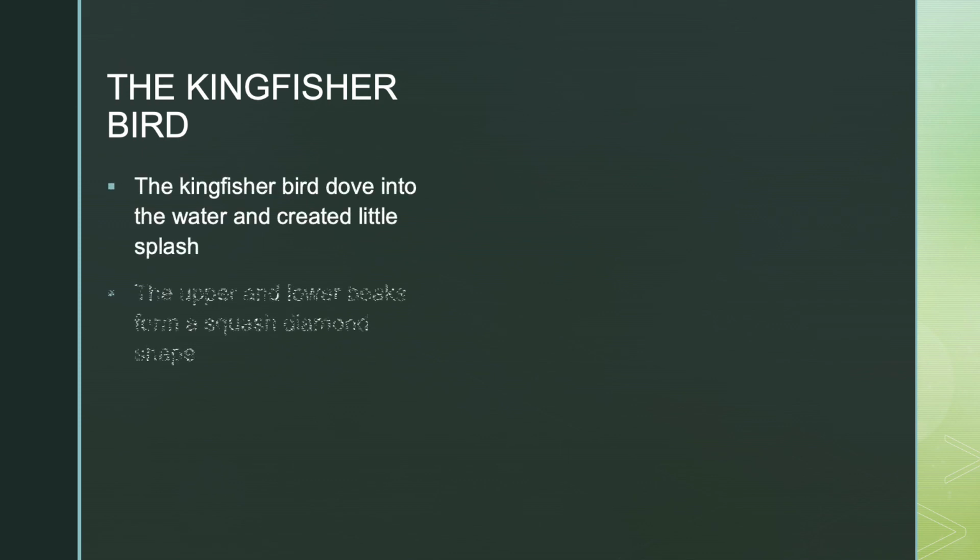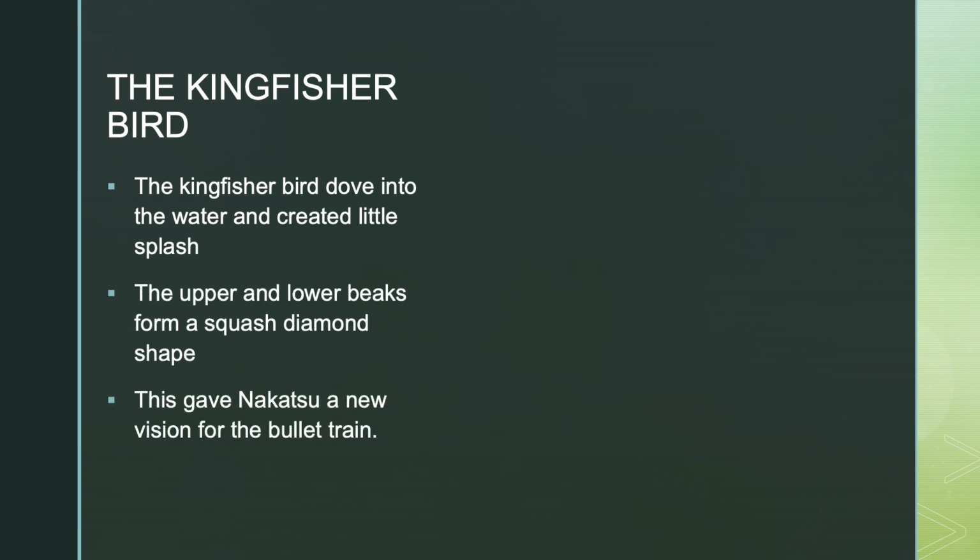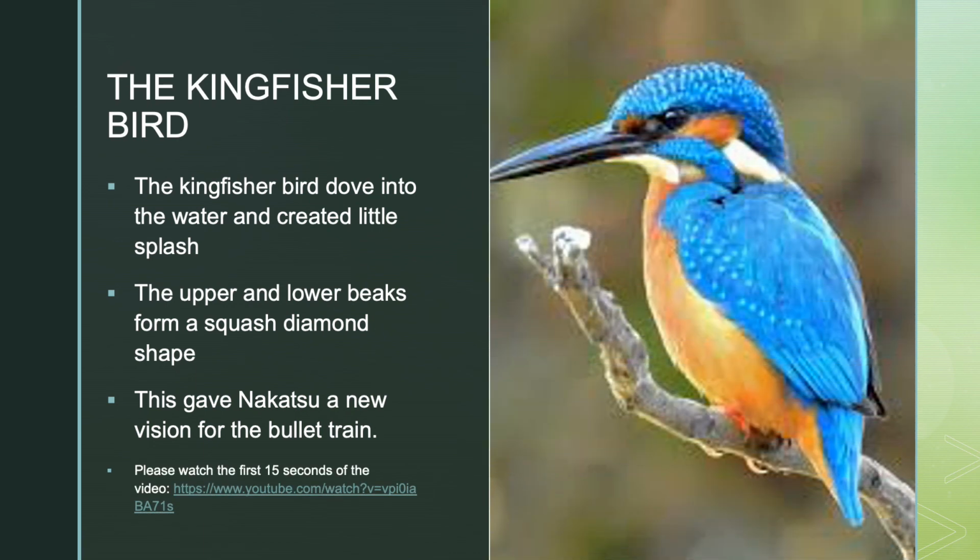He noticed that as kingfisher birds dove through the air into the water, they created very little to no splash. A kingfisher bird's upper and lower beak have triangular cross sections with the sides of the triangles being curved. Together they formed a squash diamond shape. The small splash of the bird along with the shape of the beak made Nakatsu create a new vision for the bullet train.